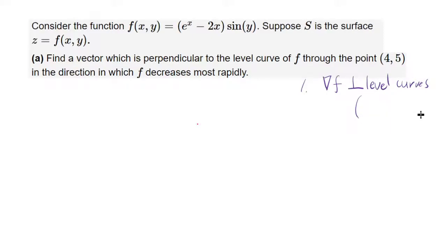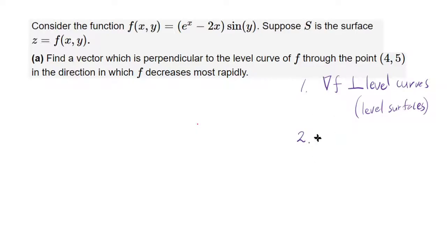And in some cases, you don't have level curves, but you have level surfaces. See, if you have a 2-variable function like this, then you have level curves, but if you have a 3-variable function, you'll get level surfaces. So in that case, the gradient will be perpendicular to level surfaces.